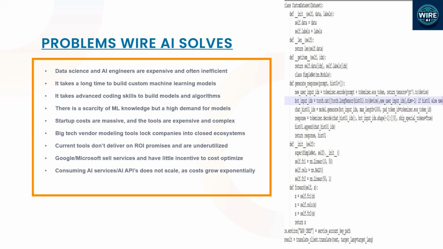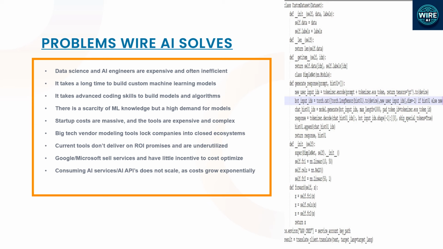Big tech vendor modeling tools lock companies into closed ecosystems. Current tools don't deliver on ROI promises and are underutilized. Google and Microsoft, and I'll add AWS in there, sell services and have little incentive to cost optimize those services. Consuming AI services and AI APIs does not scale as the costs grow exponentially. We are going to reduce the burden of all of these things. Often, big tech companies steer you into their expensive solutions and try to get you on platform and keep you there. They don't always provide an off-ramp.